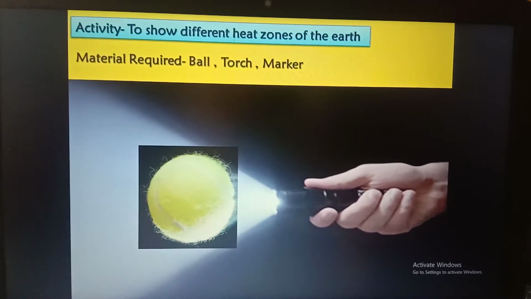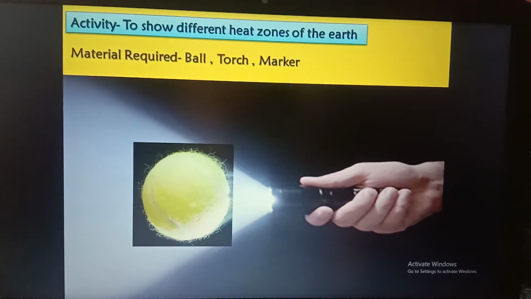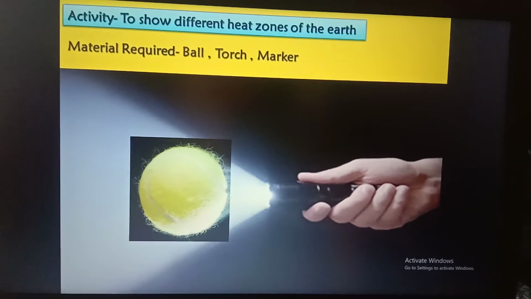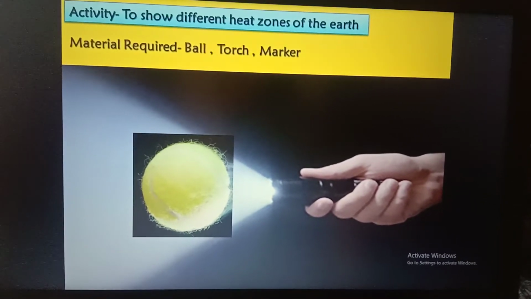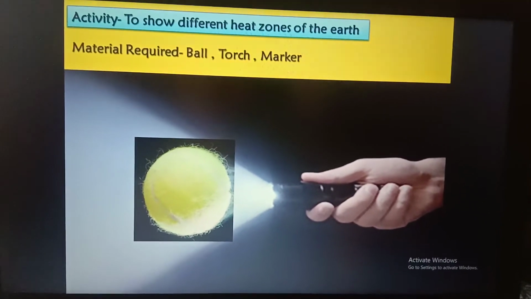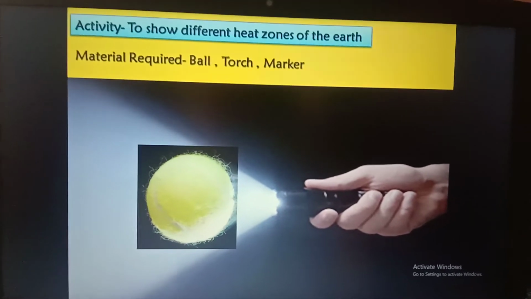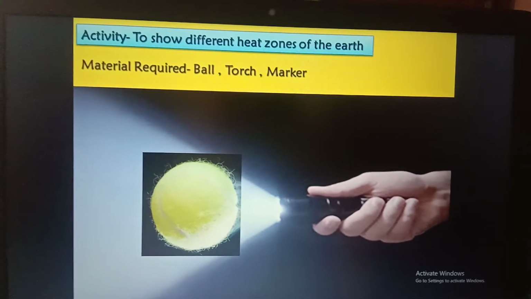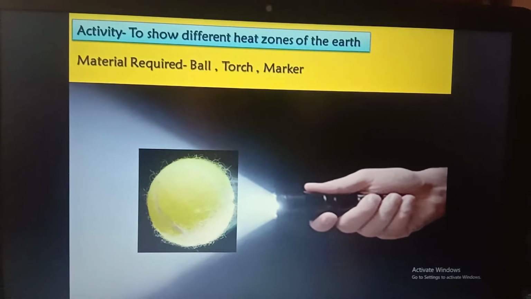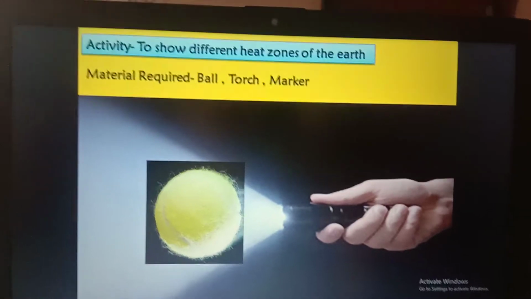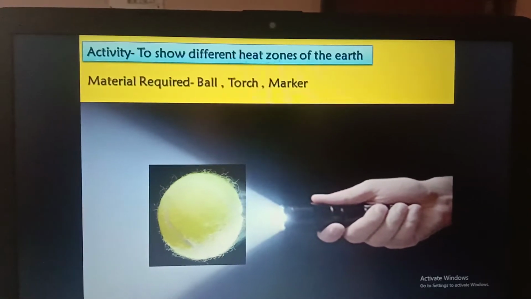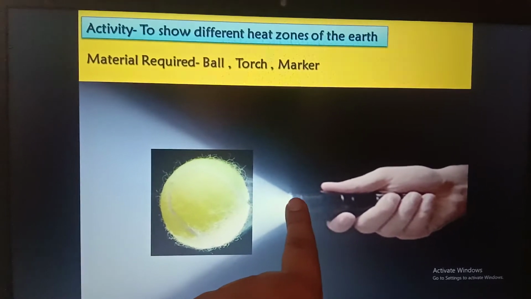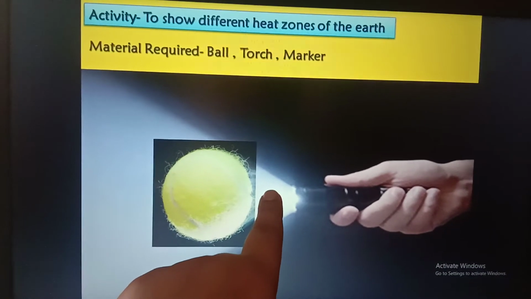Now let's understand the heat zones with an activity. To show different heat zones of the earth, the material required is a ball, a torch and a marker. Step 1. First we have to take any ball available at home, a torch and any marker. Step 2. Then we have to turn on the torch and place it on one side of the ball. As you can see in the picture, here the torch is on and the light is coming towards the ball.